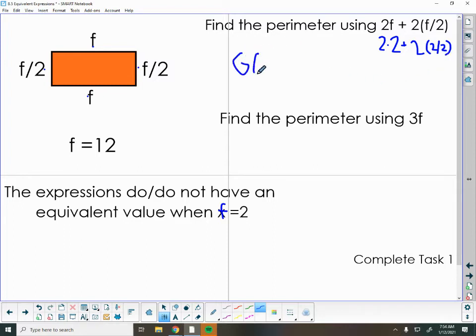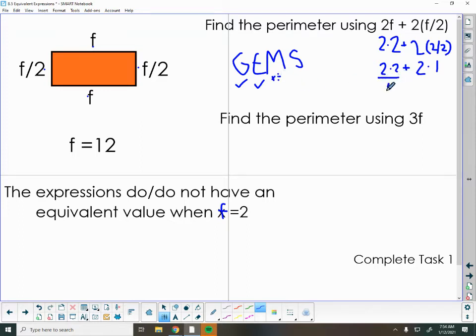So we still need to follow GEMS here. So groups first. 2 divided by 2 is 1. So now we have 2 times 1 plus 2 times 2. We don't have any exponents, so now we're looking for multiply or divide. So here's our first one.